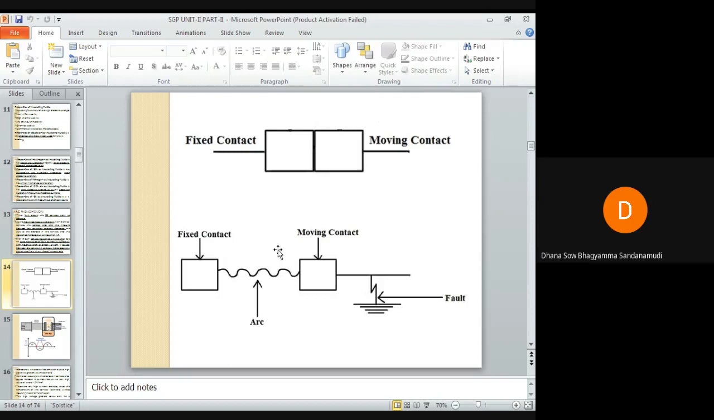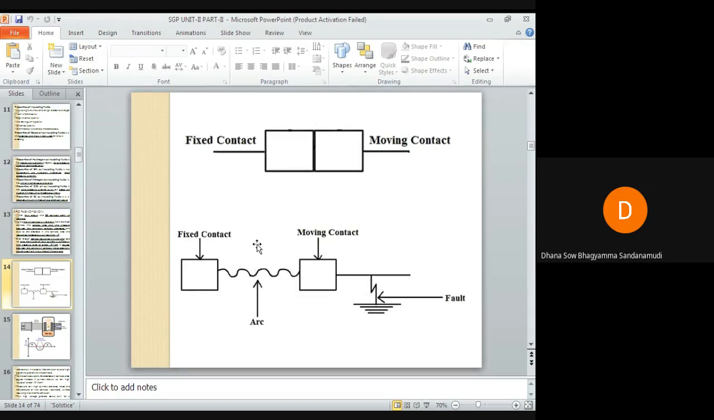If a fault occurs in any part of the system in which the circuit breaker is connected, the trip coil of the circuit breaker gets energized and the moving contact is pulled away by some mechanism. An arc is struck between the contacts. As I already told you, when a fault occurs in any part of the system to which the circuit breaker is connected, here is what will happen.